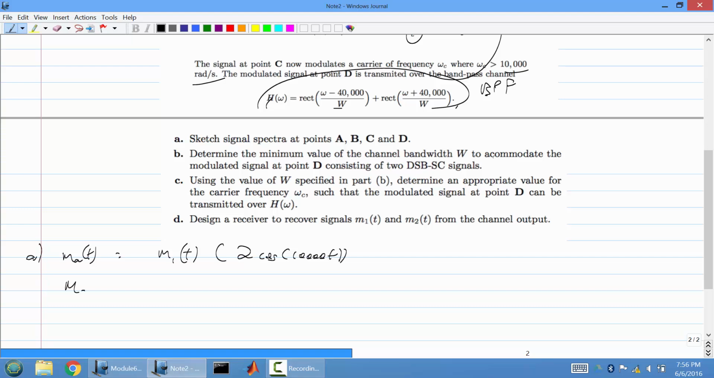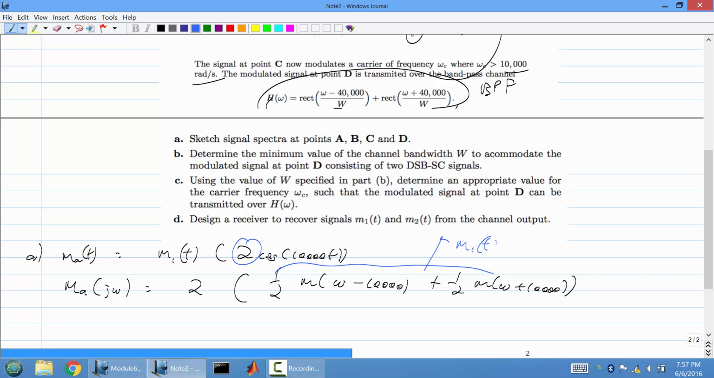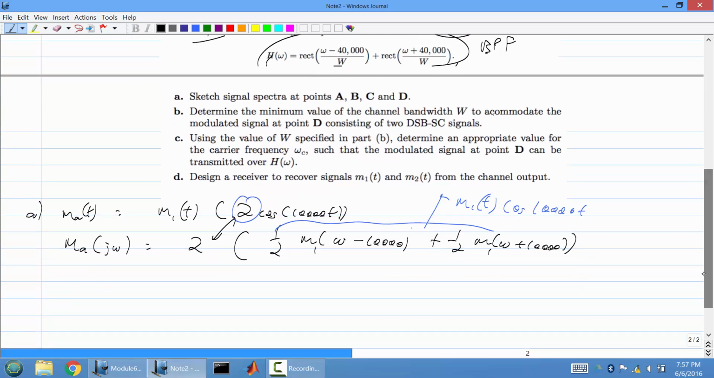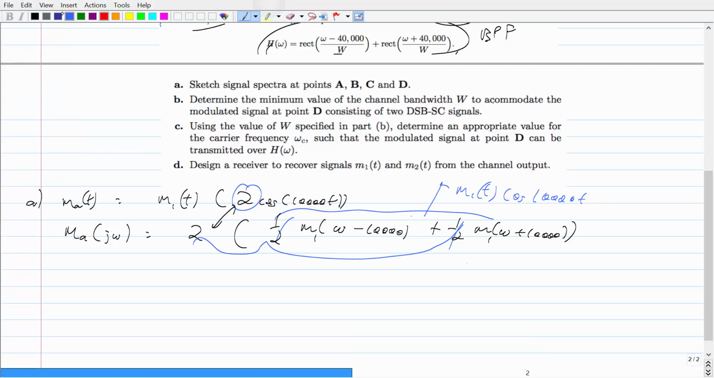If I want to find the Fourier transform, remember that for M1 times cos it was a half. But because we have a factor of 2, that constant goes away. So you could think of this as 2 times a half M of omega minus 10,000, plus M of omega plus 10,000. The factor of 2 goes on the outside, and these halves go away, so we're left with just the signals shifted by 10,000 radians.